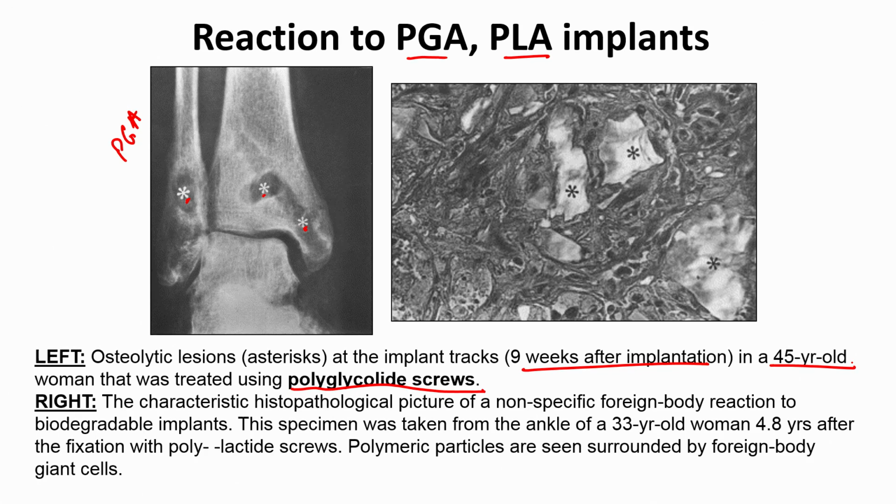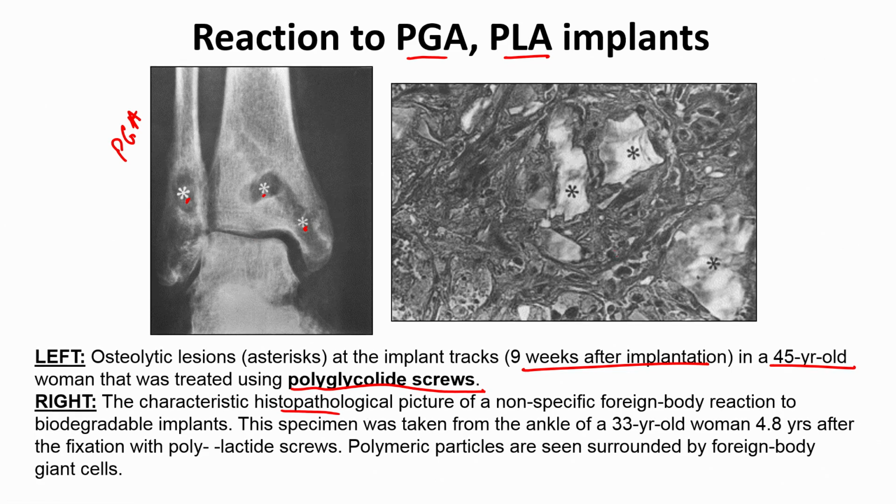and this is actually in a human patient. It is a 45-year-old woman that was treated with these screws, and what you are seeing is these lesions being developed. This is not going to be any good, because instead of providing stability to the bone, this bone is going to become weaker and weaker. And similarly, on the right you are seeing a histopathological picture where you are seeing non-specific foreign body reactions.